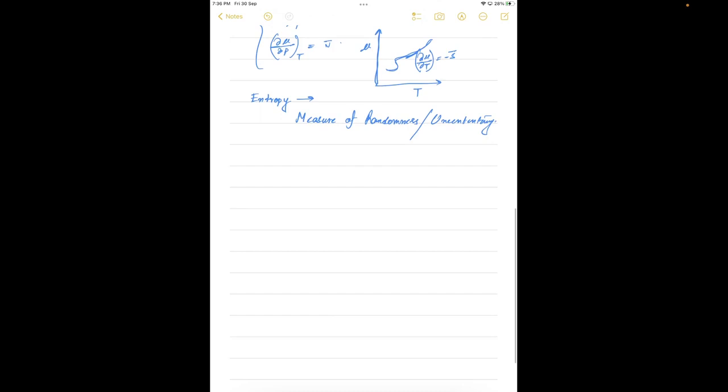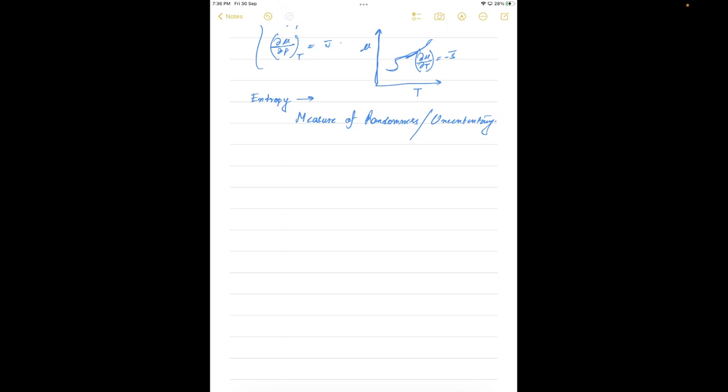So it is a measure of randomness. For a gaseous system, gas particles generally move randomly at a particular temperature, right? There are no proper or ordered arrangements between the gas particles in a gaseous system. They move randomly. So that's why the entropy value for a gaseous system is generally higher.